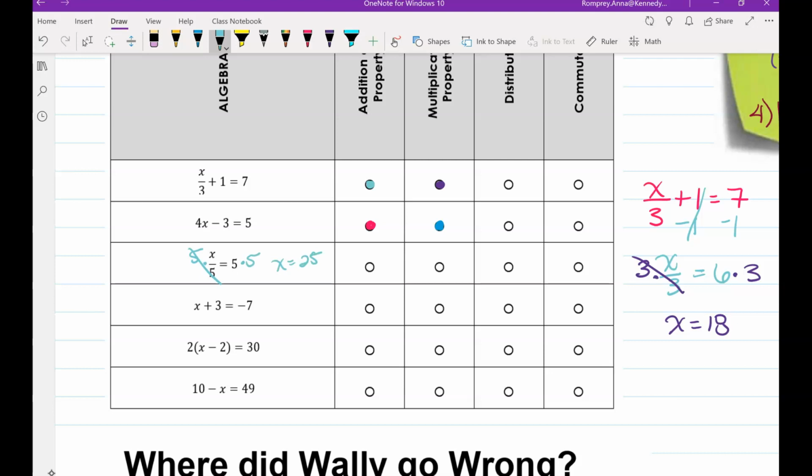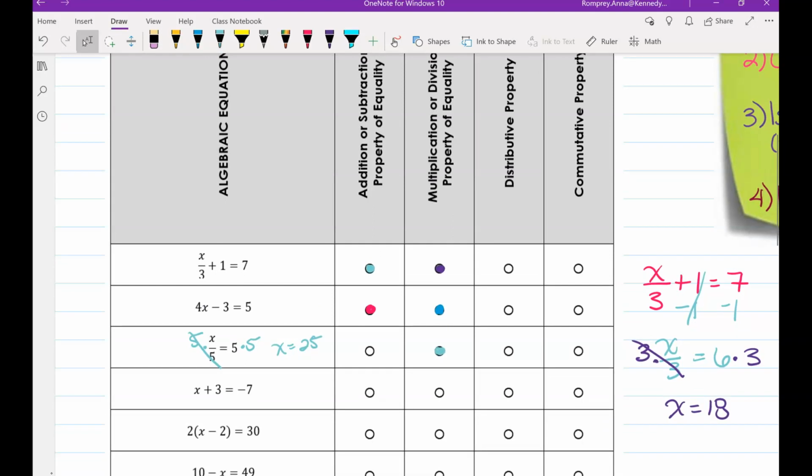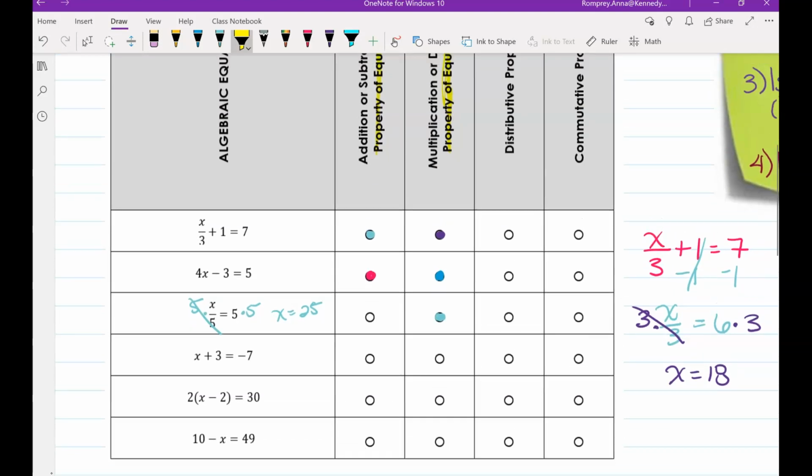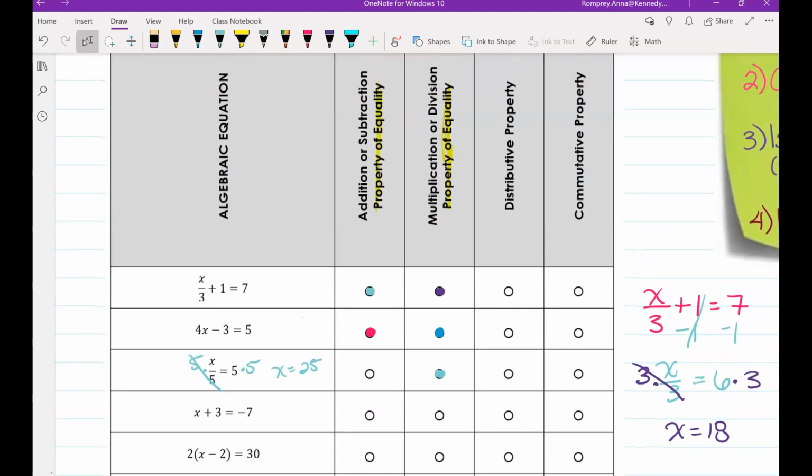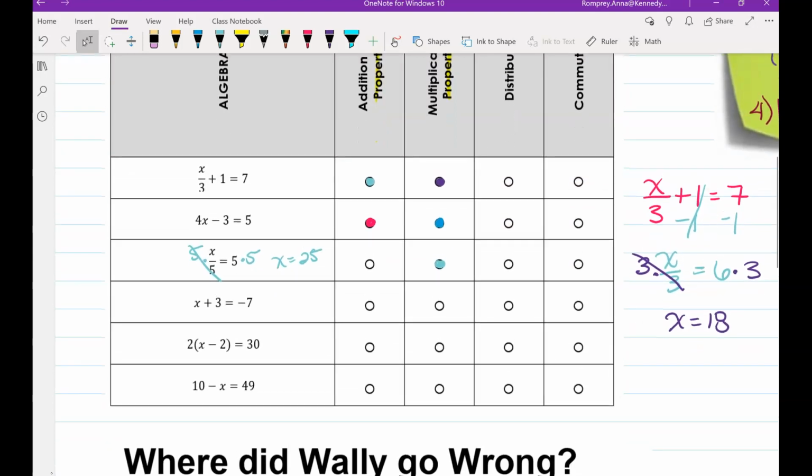So what was the property of equality we just used? We multiplied both sides by 5. Now, that's what's significant about these properties of equality. We're doing it to both sides. What you do to one side, you do to the other. That makes it a property of equality. It is keeping our equation balanced. So that's why it's a little bit different than the distributive, commutative, and associative properties. We'll get there in a second.